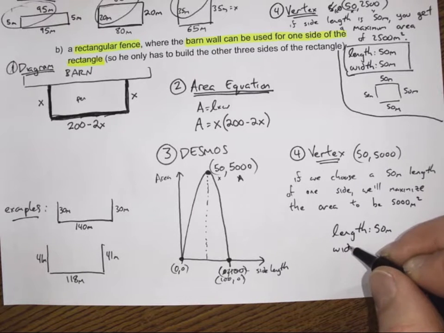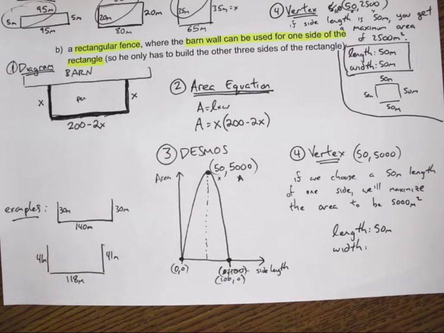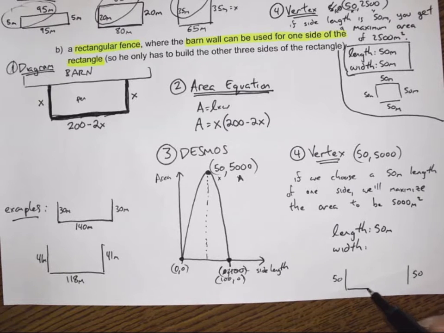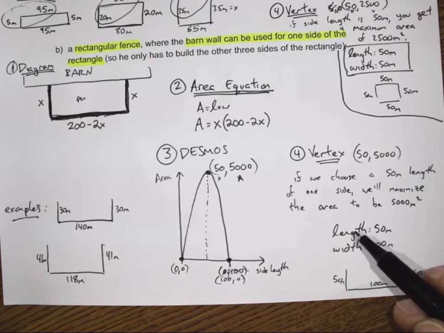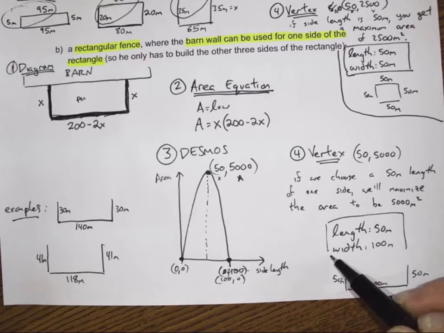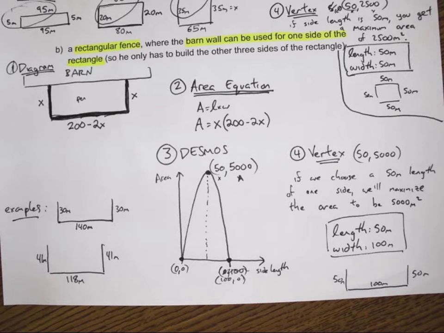But what would the width be in this case? Well, if I use 50 meters on this end of fencing, and I use 50 meters on this end of fencing, how much do I have left for this section? Well, I must have 50, 50, 100. I must have 100 meters left. 200, take away 50, take away 50. And those are the dimensions of my pen.